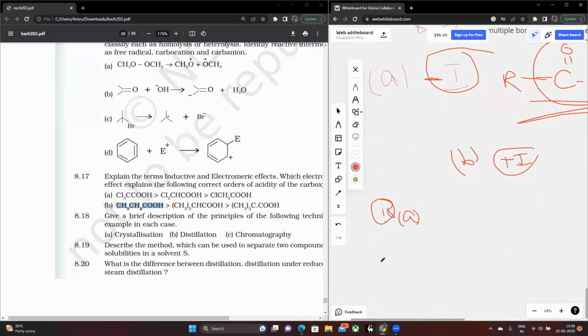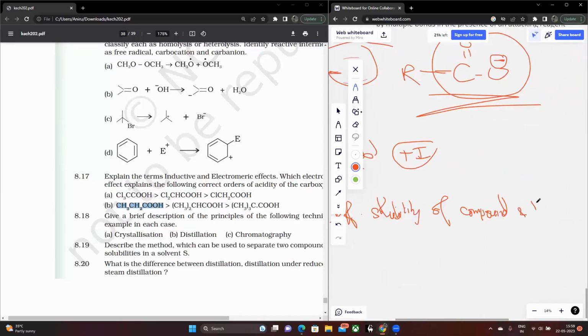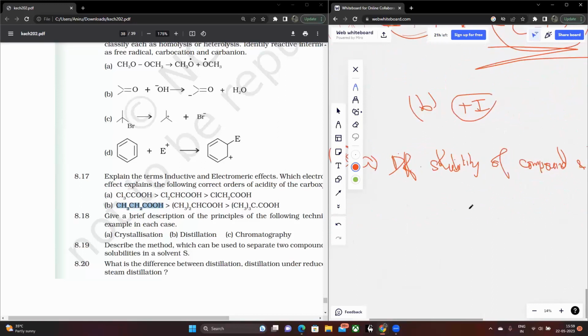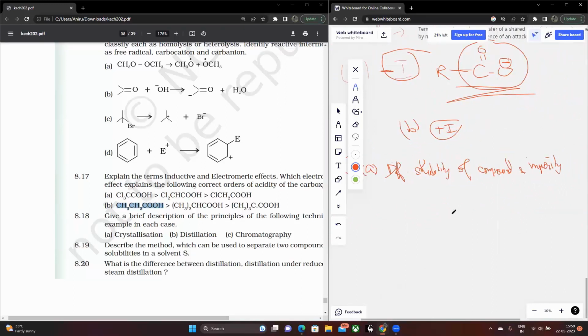Crystallization runs on the principle of the differential solubility of a compound and an impurity in a solvent. That is crystallization. What happens is you make an impure solid dissolve at a higher temperature. You make sure that the solution is saturated. After you obtain a saturated solution, you start cooling the solution down.